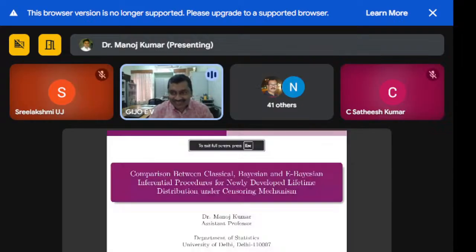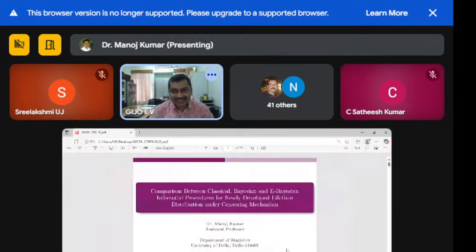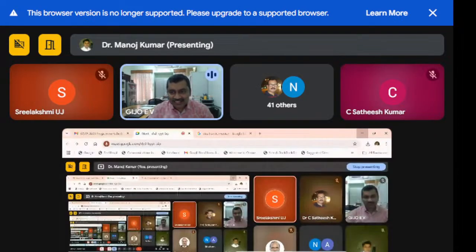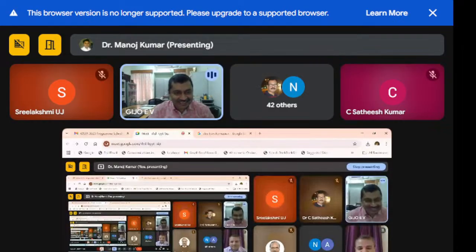This session, we have two presentations. The first speaker is Dr. Manoj Kumar from Delhi University, and the second speaker is Shipra Banik from Bangladesh. Since we have almost 1 hour, I request the speakers to complete their talk within 30 minutes. The first speaker, Dr. Manoj Kumar from Delhi University, will be talking on comparison between classical Bayesian and e-Bayesian inferential procedures for a newly developed lifetime distribution under the censoring mechanism. Manoj sir, over to you.